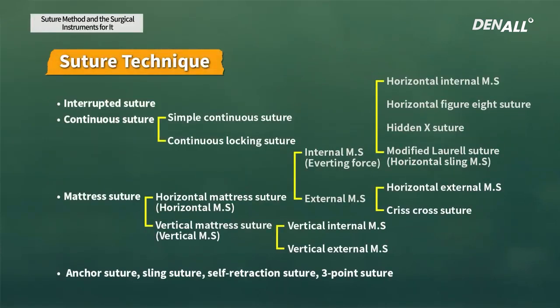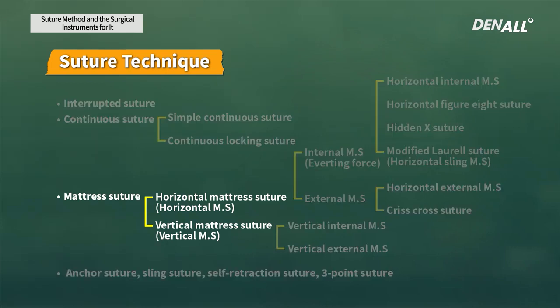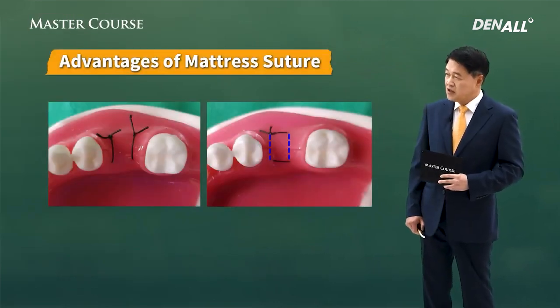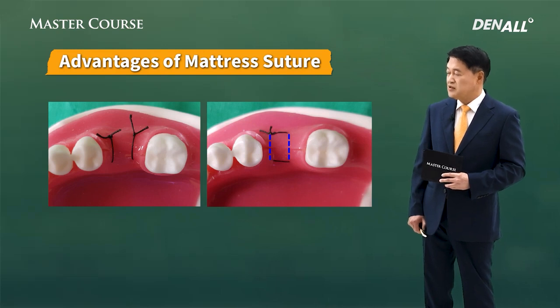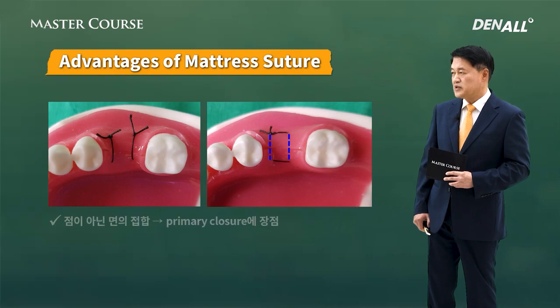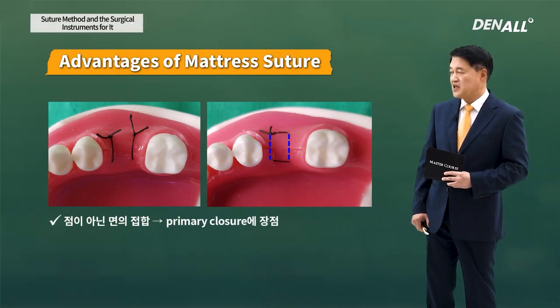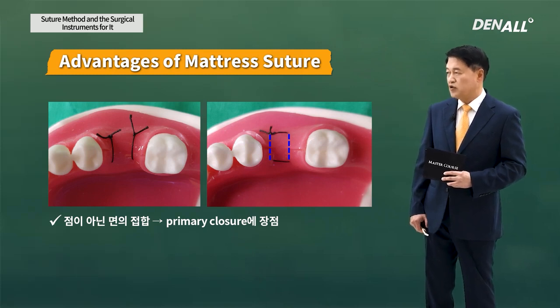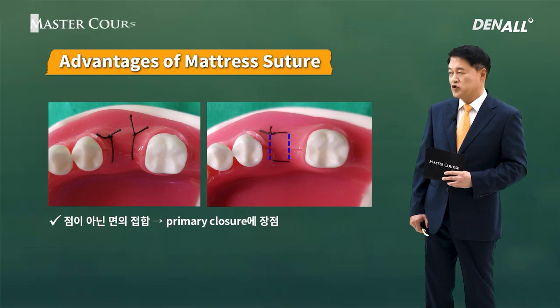Then, one thing I really wanted to share with you is mattress suture technique. So you have these two photos. On the left, you see two interrupted sutures. On the right, you see horizontal mattress suture. As you see, in the left photo you have two dots connected, but on the right, with this suture method, you pull the planes. So mattress suture would be better for primary closure.